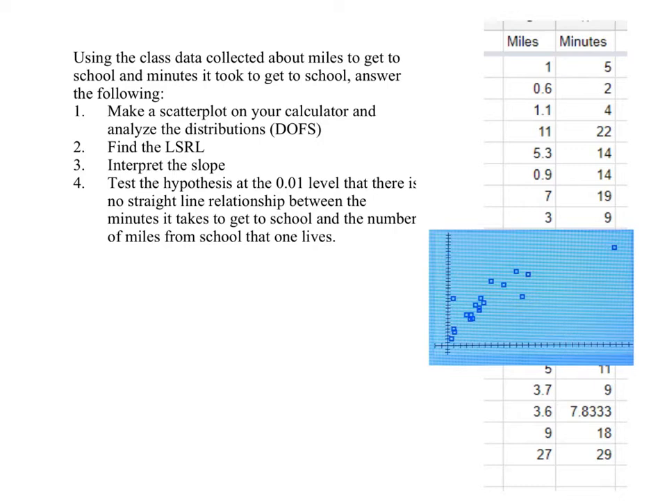So let's just start with the DOFs. D, remember, stands for direction. It looks like it has a positive direction to me, meaning it's trending up, meaning more miles yields more minutes. O stands for outliers. I do not believe there are any outliers.